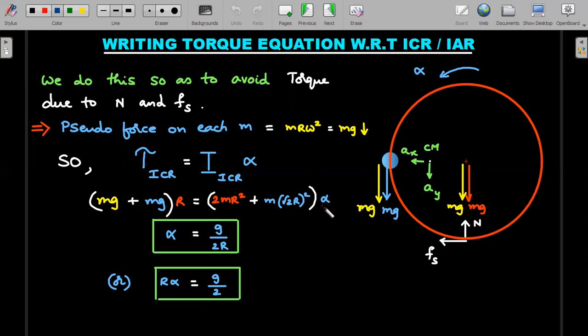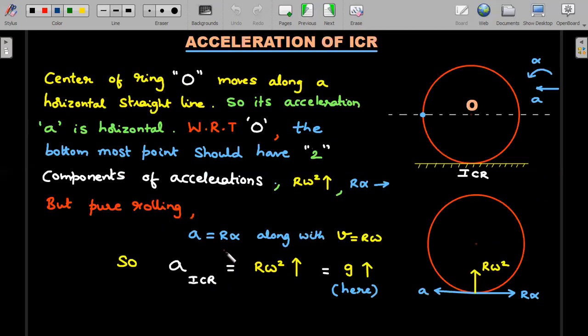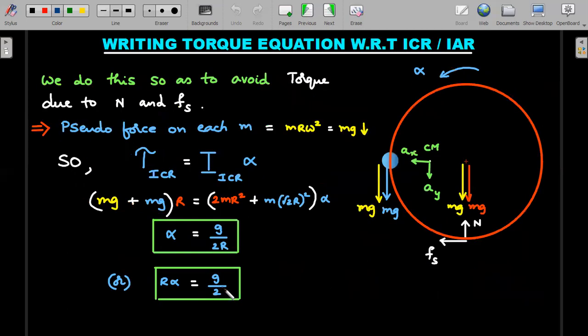Thereby, you end up getting alpha in the same sense as what you have assumed. That proves why alpha was supposedly anti-clockwise. Okay, and I'll just write r alpha as g by 2, because that is the first question, right? The value of a is equal to r alpha, which proves that the acceleration of the geometric center of the ring is equal to this particular number. So we got the answer for the first question. The answer is g by 2, and that too in the leftward direction.